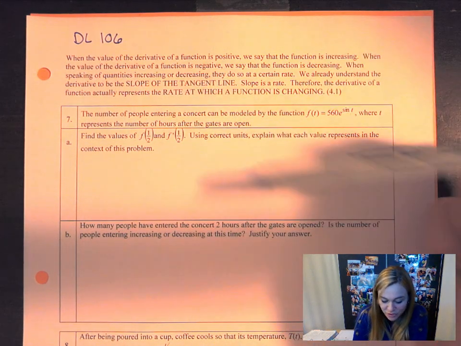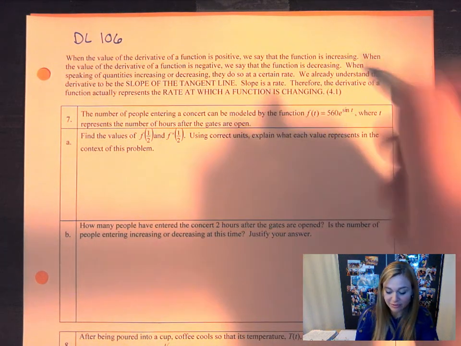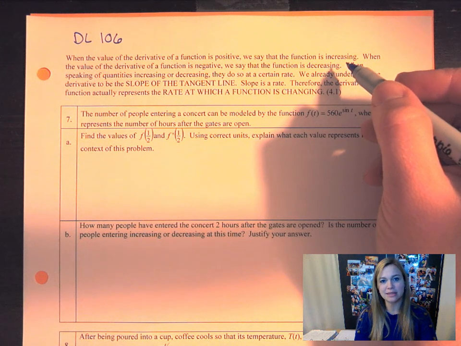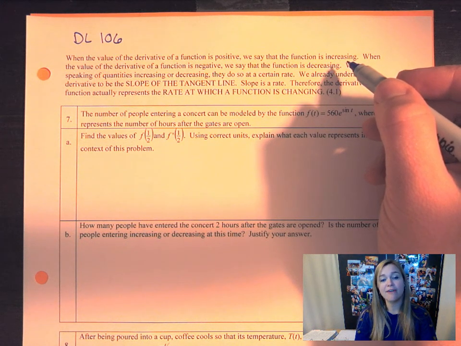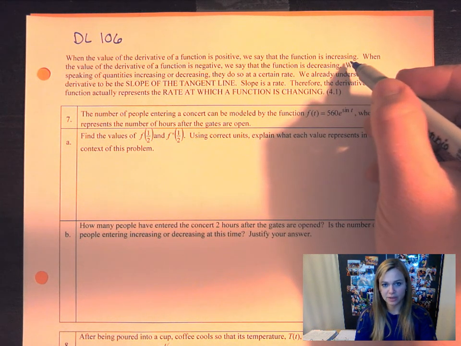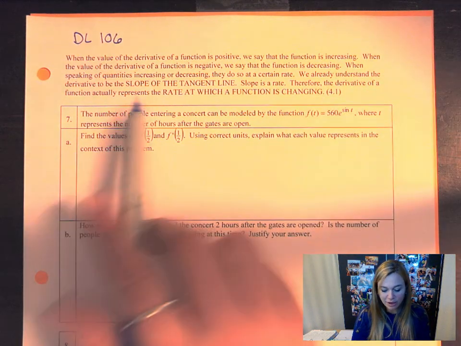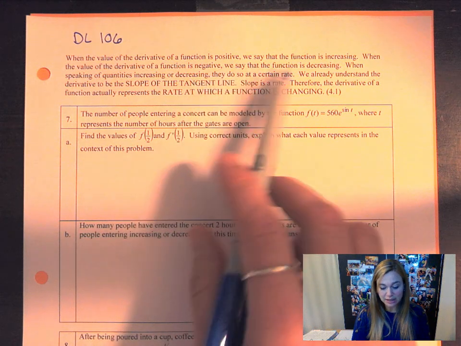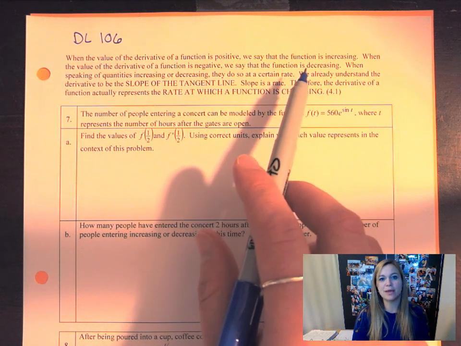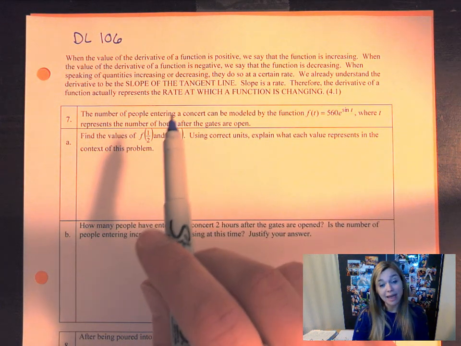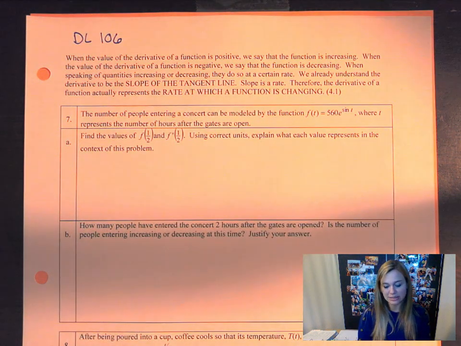But on this, when the value of the derivative of a function is positive, we say the function is increasing. Great, so we did this a little bit before where we said f prime is positive, that means the slope of f is positive, the function is increasing. We'll come back to this. But when the value of the derivative of a function is negative, we say the function is decreasing. So again, f prime is negative, f of x is decreasing. That means the slope of f is negative. So all those things we can still say.